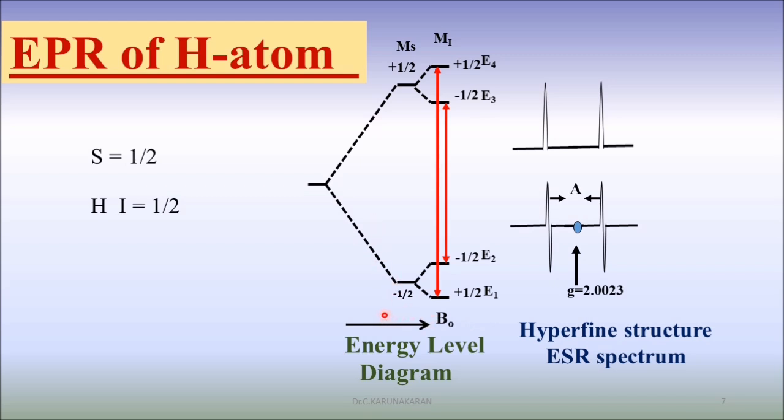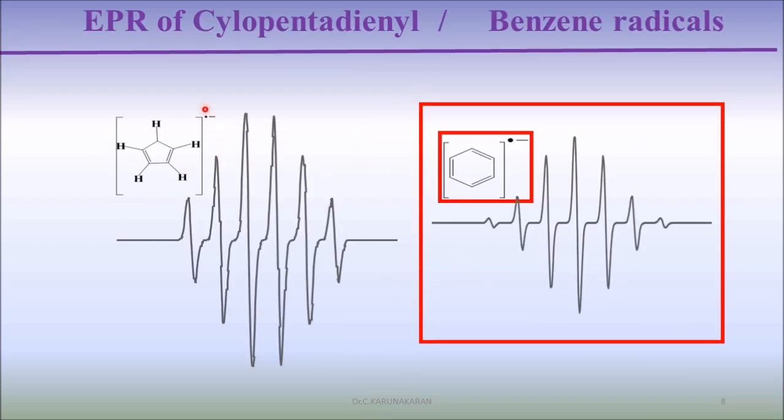In the case of ESR, minus 1/2 is the lowest energy state, whereas in the case of NMR, plus 1/2 is the ground state. Therefore, following the selection rule, delta M_I equal to plus or minus 1, there are two transitions. Therefore, there are two signals obtained due to hyperfine splitting. Due to I equal to 1/2, the hyperfine splitting constant is calculated from the spectra as shown here. Let us see a few more examples.